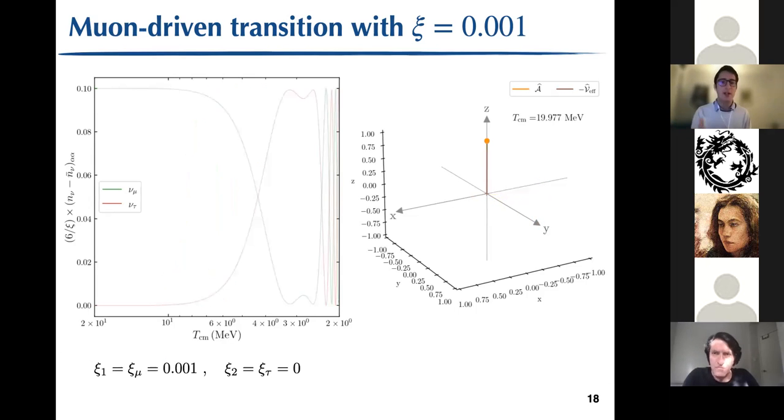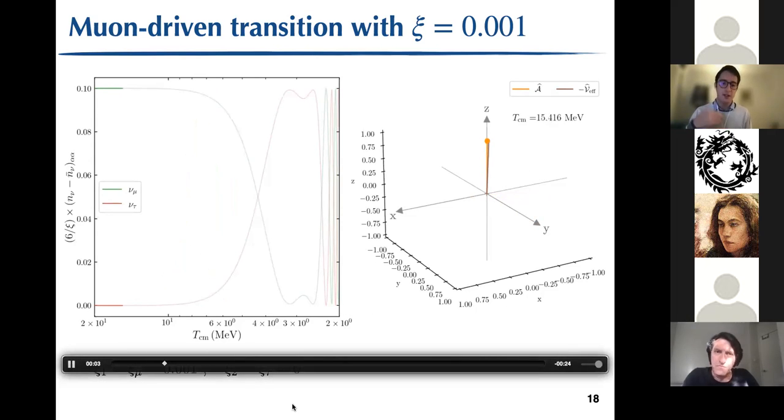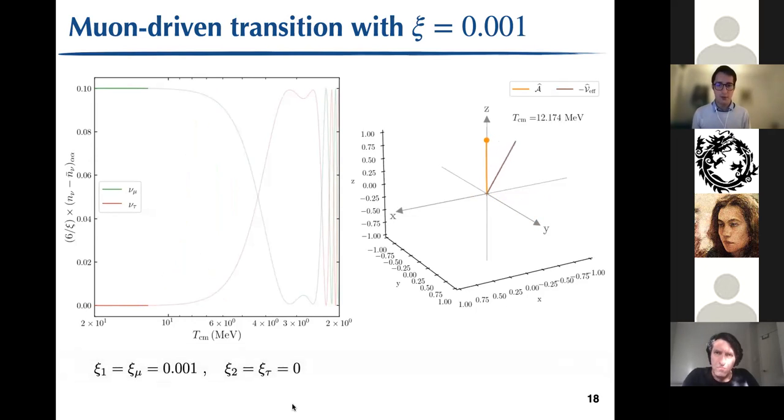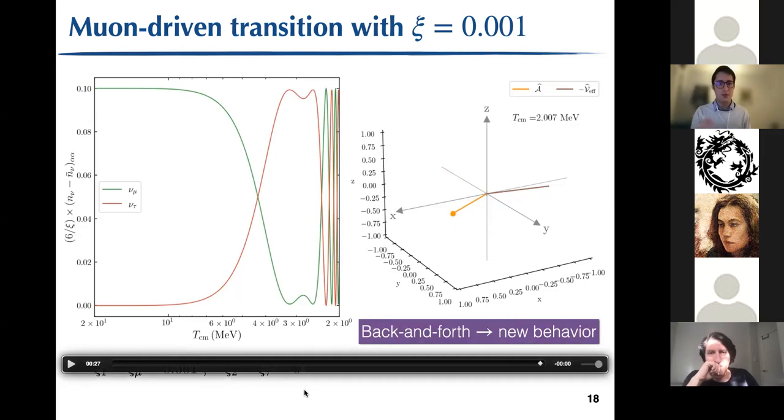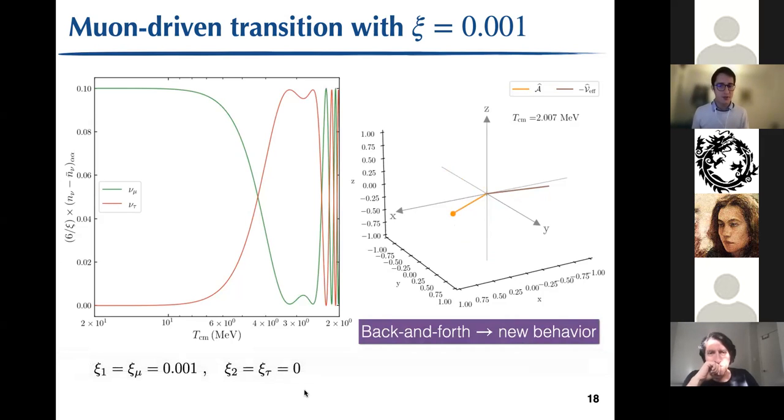So I decrease once again the degeneracy parameter, so the frequency will be even smaller. I'm now at 0.001. Once again, a very non-adiabatic transition. And A is starting quite slowly to precess. You can see on the right that it's precessing, and then it's going back. Instead of continuing to precess, it's precessing the other way around. So this is a sort of new behavior that we were not expecting. If we have a simple precession equation, it shouldn't go back and forth.